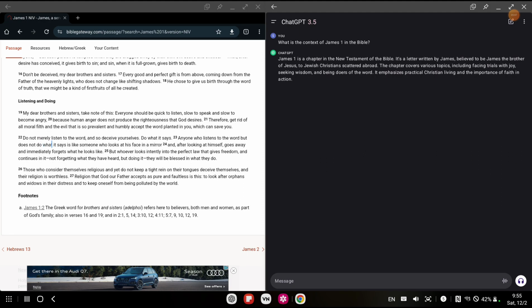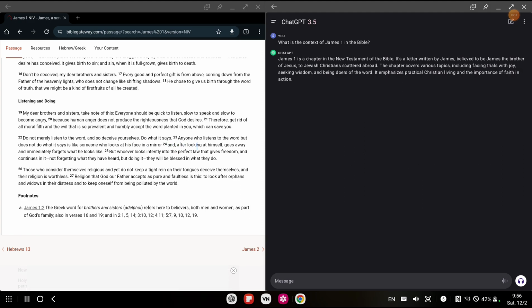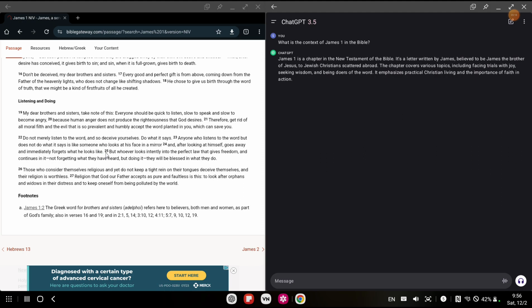Do what it says. Anyone who listens to the word but does not do what it says is like someone who looks at his face in the mirror and, after looking at it himself, goes away and immediately forgets what he looks like. But whoever looks intently into the perfect law that gives freedom and continues in it, not forgetting what they have heard, but doing it, they will be blessed in what they do. Those who consider themselves religious and yet do not keep a tight rein on their tongues deceive themselves, and their religion is worthless. Religion that God our Father accepts as pure and faultless is this: to look after orphans and widows in their distress, and to keep oneself from being polluted by the world.